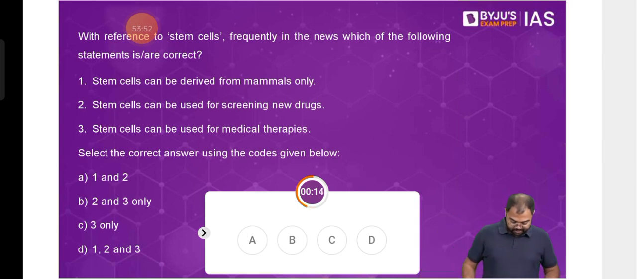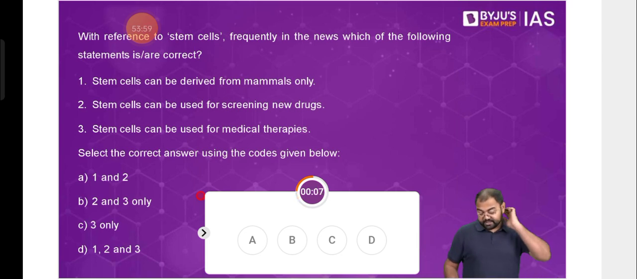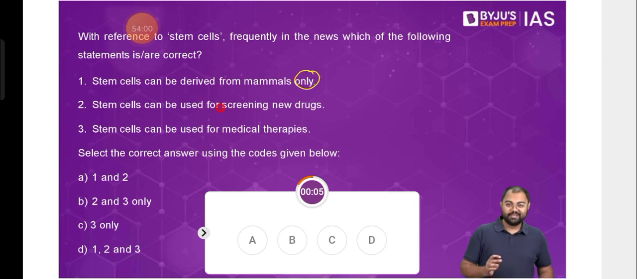So 1% A, 68% B, 17% C, and 15% D. With reference to stem cells, frequently in the news, which of the following statements is or are correct? First statement says stem cells can be derived from mammals only. Only, extreme word, should be wrong.